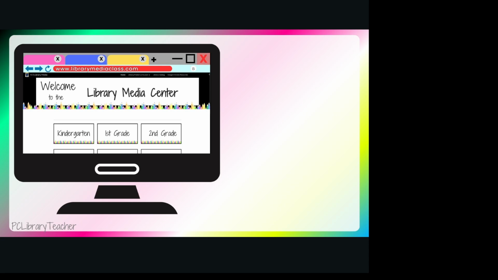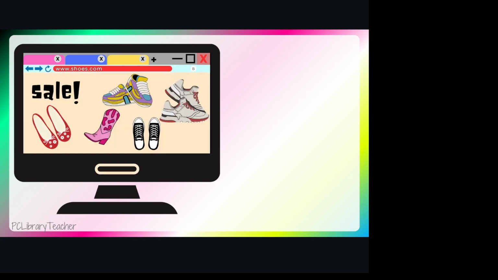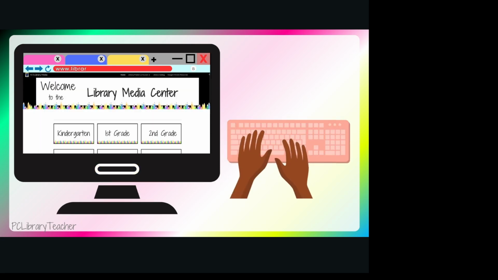The address of this website says www.librarymediaclass.com in it. The address of this website says www.pizza.com. The address of this website says www.shoes.com. To go to a website, you use your keyboard to type the address into the address bar. It has to be spelled correctly. Even one tiny mistake will take you to the wrong website.